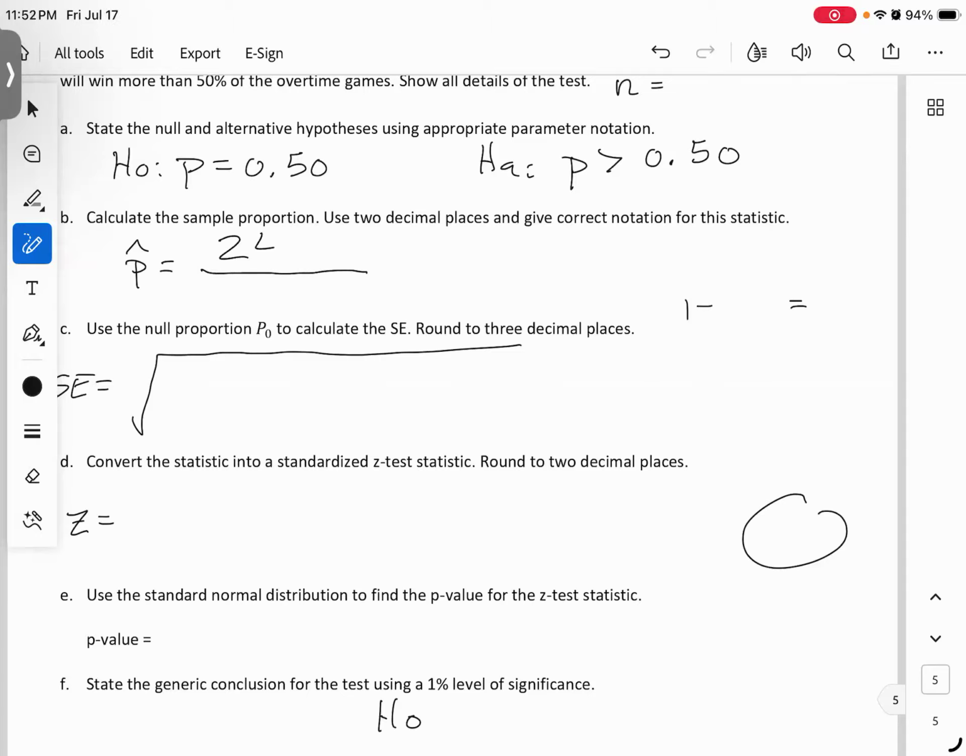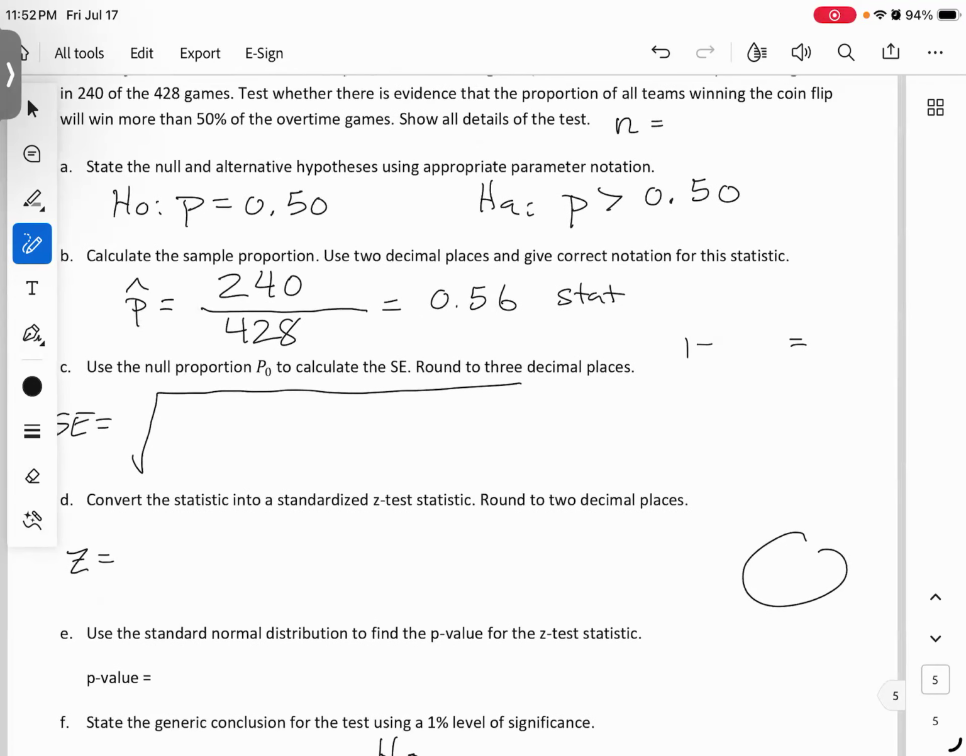What happened with the sample was that 240 out of 428 did win the overtime, which would be our statistic, 0.56. And then here you've got to be careful. And the homework will remind you that when you're doing your standard error, at the moment we're assuming what's true is that the proportion is only 50%. So that's what's going to go into your standard error calculation.